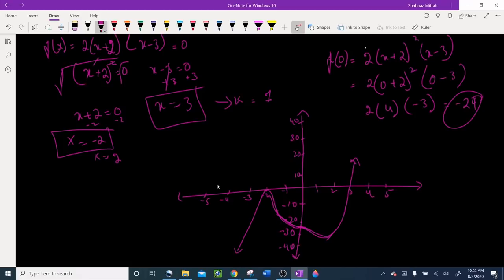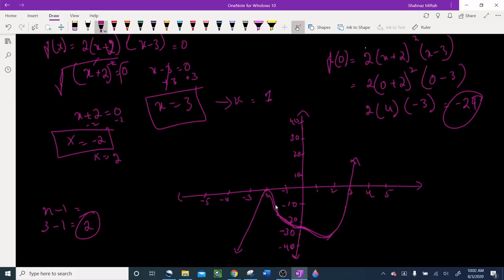Okay, now since we already found the y-intercept, we are going to figure out how to find the turning points, how many times it turns. So since the degree is 3 and we do the degree minus 1, so 3 minus 1 is 2. So we have 2 turning points.